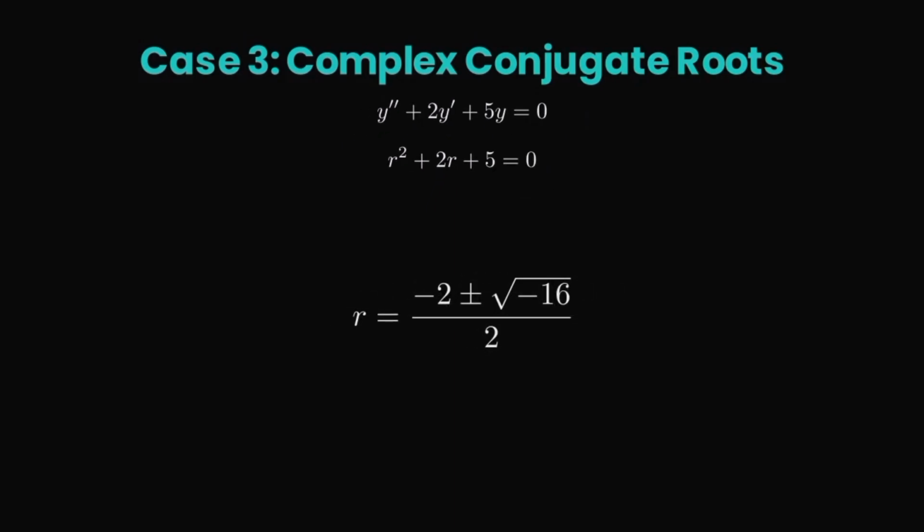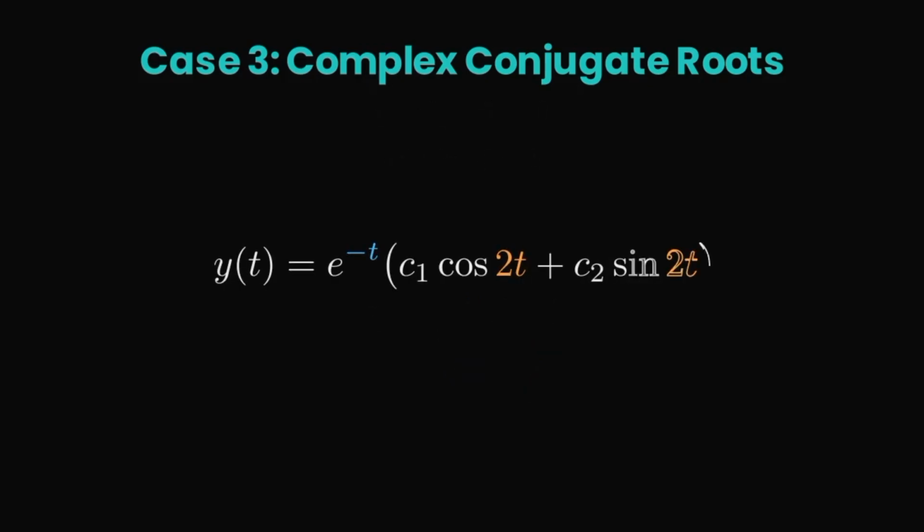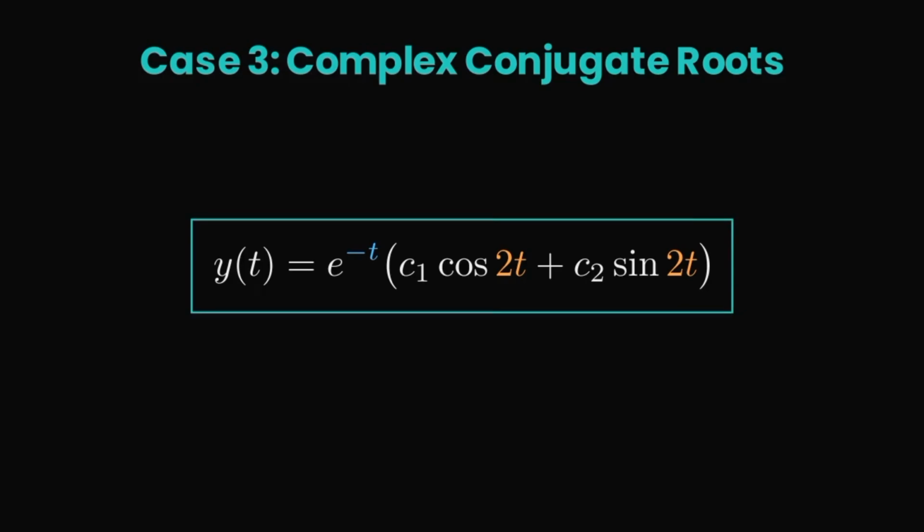We end up with the complex roots. r equals minus 1 plus or minus 2i. Here our real part alpha is minus 1 and our imaginary part beta is 2. Using Euler's formula, we can rewrite the complex exponentials in terms of sines and cosines to get a purely real solution.